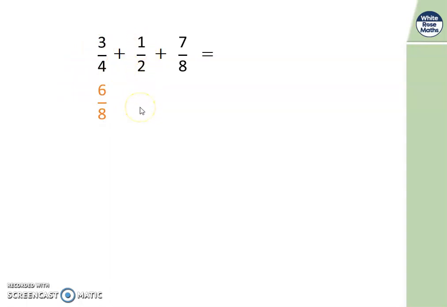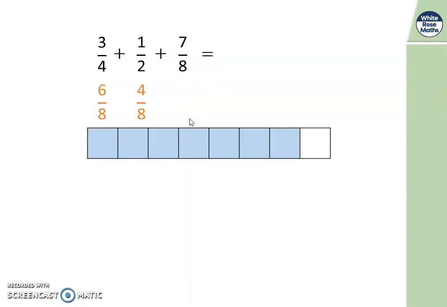Half, well what's half of 8? 4. So 4/8 is equivalent to a half. Now I've got 6/8 add 4/8 add 7/8. Well, let's draw a bar with that 7/8 first. There it is, 7/8. And now I need to add to it 6/8.